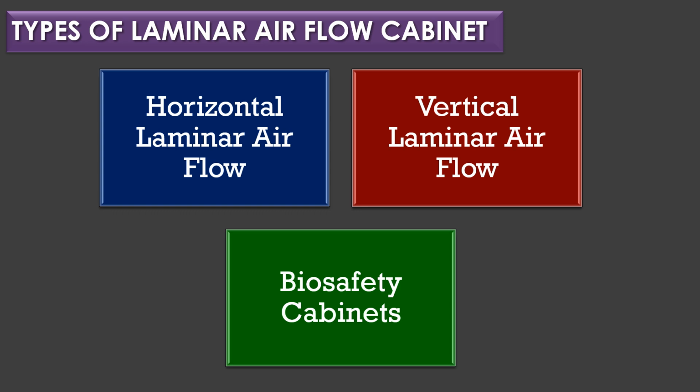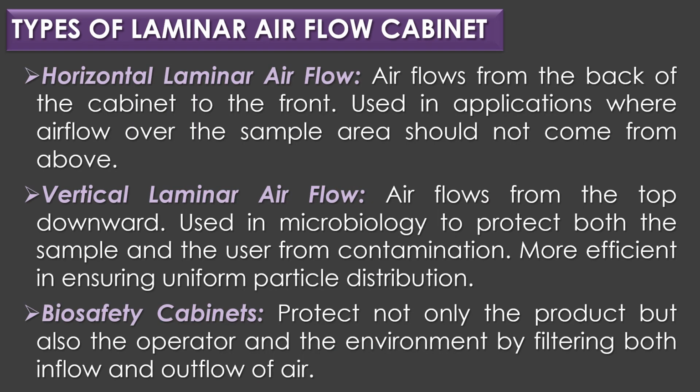Types of laminar airflow cabinet. There are three types of laminar airflow cabinet. They are horizontal laminar airflow, vertical laminar airflow, and biosafety cabinets. Horizontal laminar airflow. In horizontal laminar airflow, air flows from the back of the cabinet horizontally to the front. It is used in applications where airflow over the sample area should not come from above.